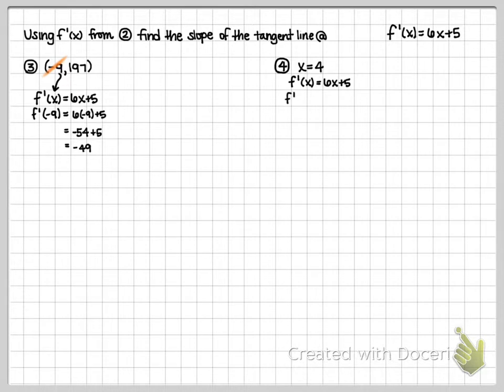So we've got f prime of 4. Plug in my 4. That gives me 24 plus 5, which is 29. So the slope of the tangent line to the original function f of x, when x is equal to 4, is 29. Again, pretty steep, but now it's positive slopes pointing up to the right.